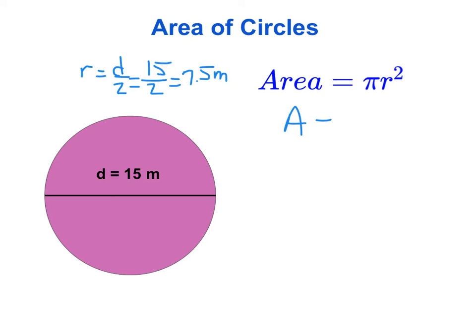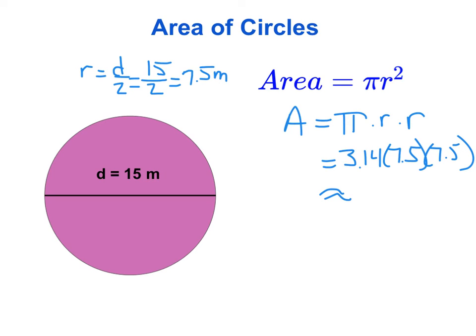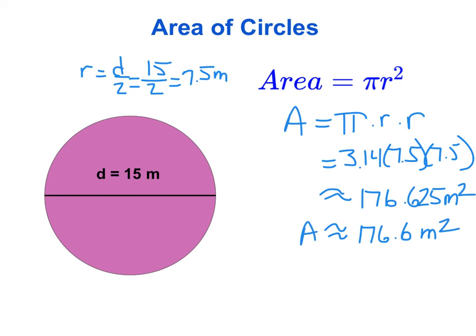So when I calculate my area of the circle, I'm going to take pi times the radius times the radius. Pi, again, we're going to estimate it and use 3.14 times 7.5 times 7.5. And when I do all the math out, I get an answer that's approximately 176.625 meters squared. And I'm going to round that to the nearest tenth, so I'm going to say 176.6 meters squared. And that is my area.